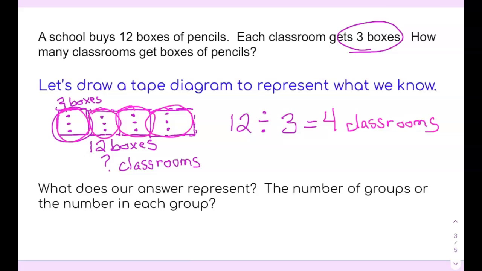So here's the question of the day. What does our answer represent? Does it represent the number of groups or the number in each group? Well, for this problem, we knew that each classroom got 3 boxes. What we didn't know was how many classrooms. So that represents the number of groups. Okay?